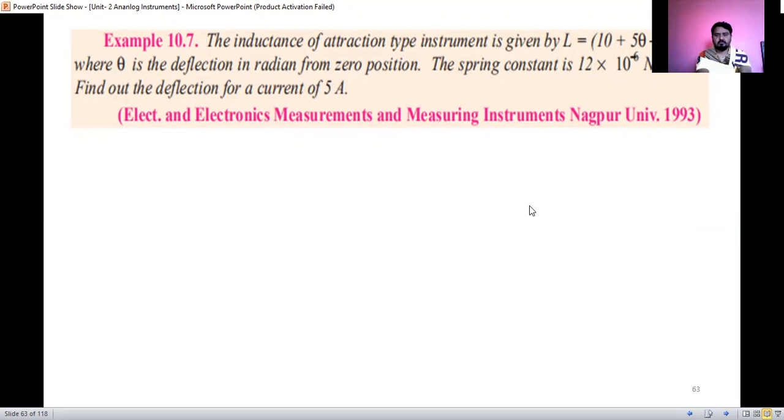Can I close this PPT? One minute. Okay, you note it down. So here L is given, K is given, I is given. You have to identify theta. Very simple problem. The theta formula is already there directly: 1 by 2 I squared by k dL by d theta. Everything is given. Just substitute into the last formula and you'll get the answer.